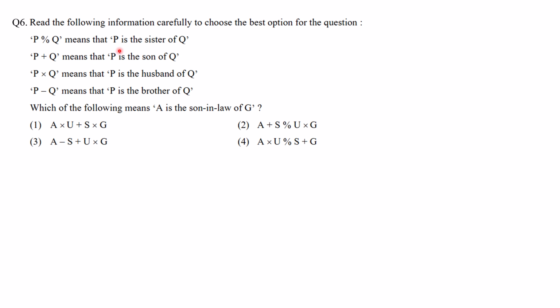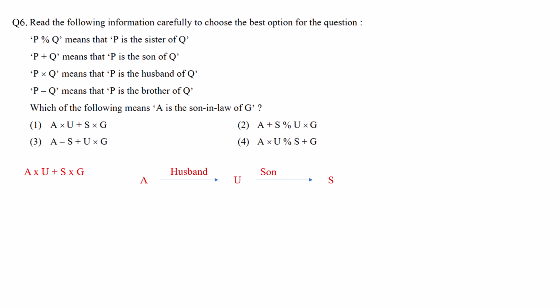Now question number 6: read the information carefully to choose the best option for the question, and this is the information given. The question is, which of the following means A is the son-in-law of G, right? So this type of question you have to always solve from the options. So let's take the first option. A into U, this multiplication sign means the relation is husband. So A is the husband of U. Then U plus S, plus means son. So U is the son of S.